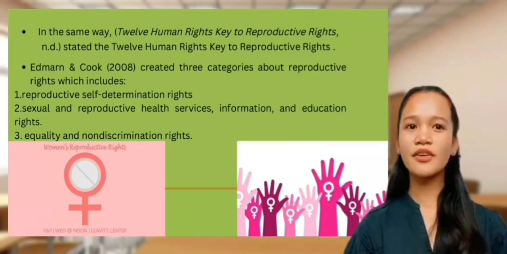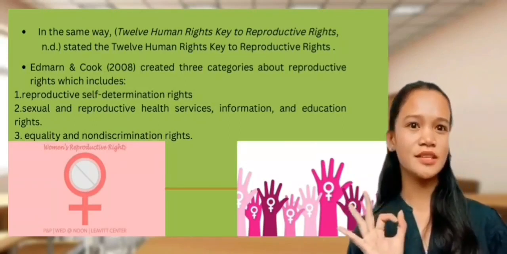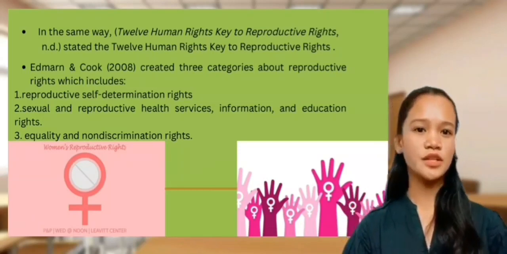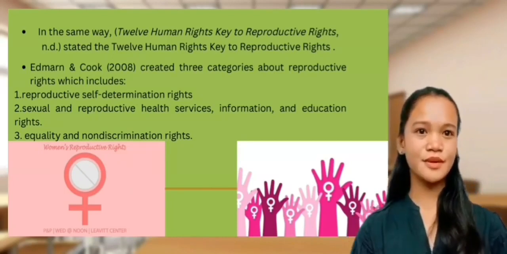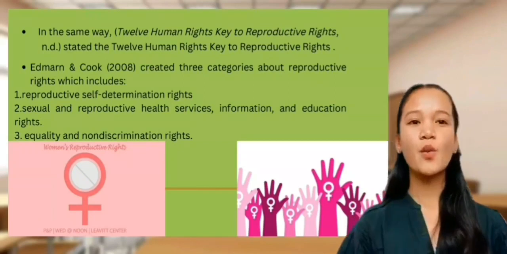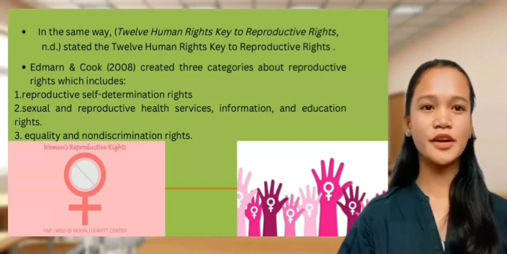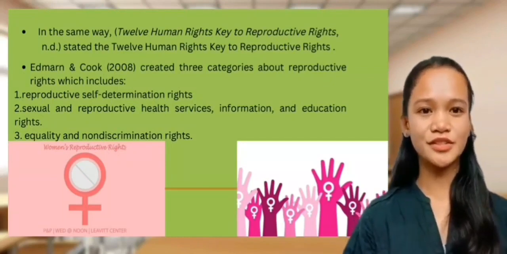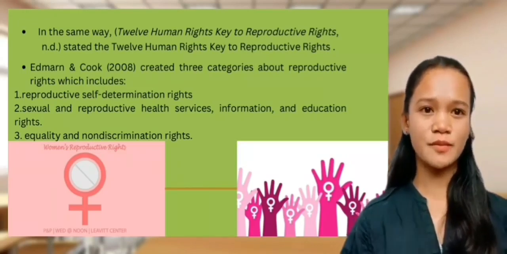Therefore, other than the WHO, Eidmark and Cook in 2008 created 3 categories of reproductive rights, which include number 1, reproductive self-determination rights. Number 2, sexual and reproductive health services, information and education rights. And number 3, equality and non-discrimination rights. In simpler terms, these movements are correlated with large-scale social trends, such as the desire to lessen population growth in industrialized nations and the issue of women's discrimination.